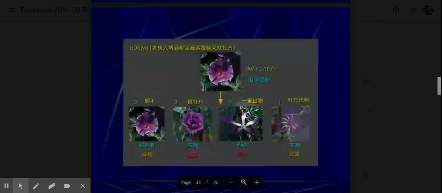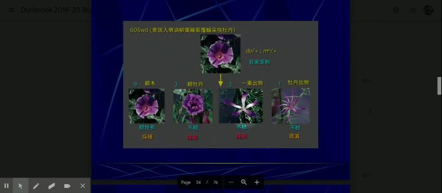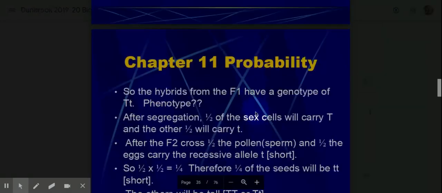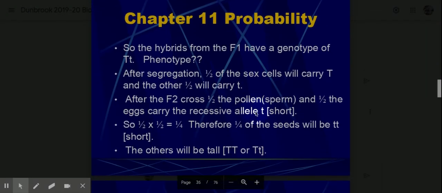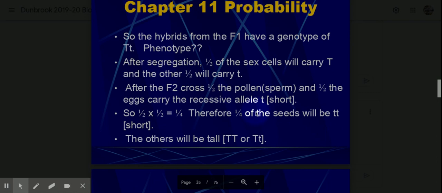This is just an example of what we call a dihybrid cross, where we're looking at two traits. We're looking at flower color, and also at the consistency or the shape of the flowers as well. Don't worry about that slide. We're going to skip over this because this has already been done.